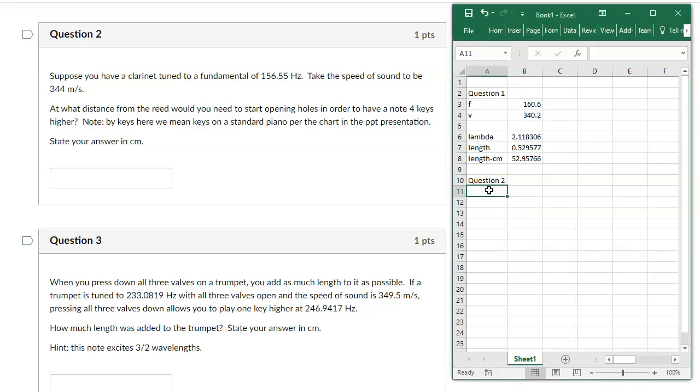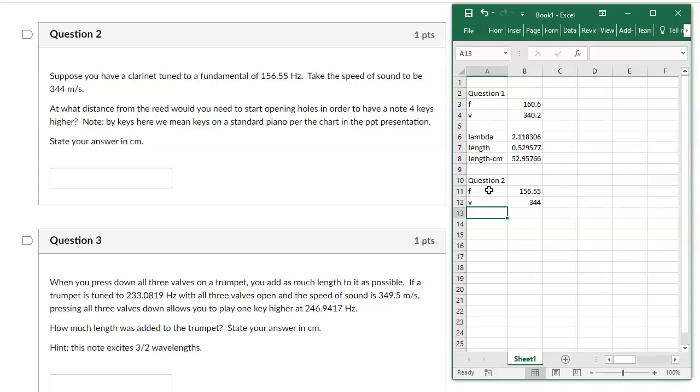In question 2, we again have a clarinet and we have it tuned to 156.55 hertz. If you guys are wondering why these are all kind of crazy, it's just to give you different numbers in Canvas to play with rather than all having exactly the same numbers. We know the velocity. And the question is, at what distance from the reed would you need to start opening holes in order to have a note 4 keys higher?